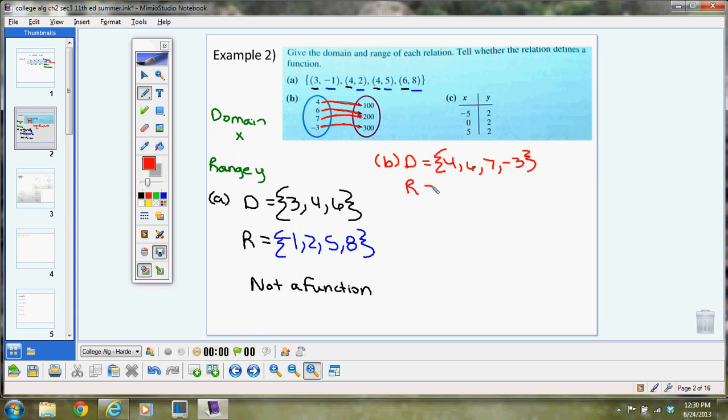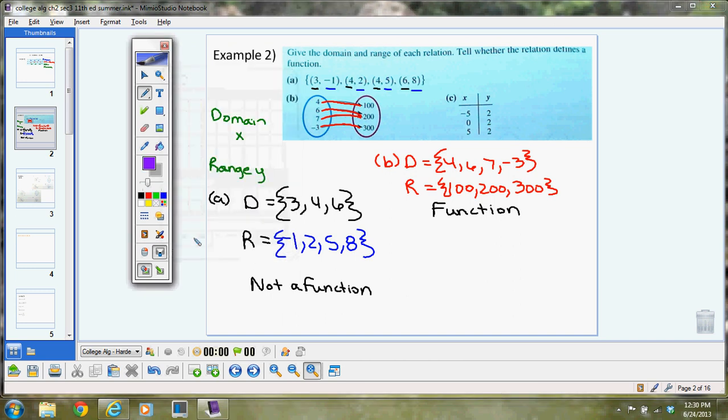My range is my y's. My range is in the red circle. That would be 100, 200, and 300. Now if you look at your domain, you never use any of those numbers twice. It's 4, 100, 6, 200, 7, 200, -3, 300. The x is never repeated, so on part B, it is a function.